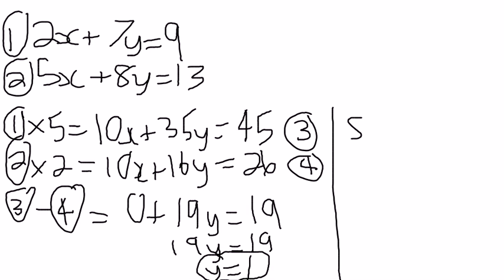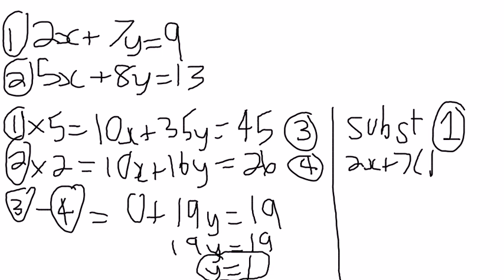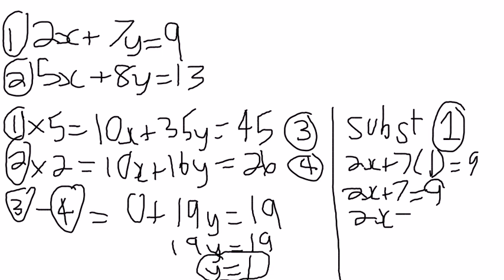Now you're going to want to substitute 1 again. You can really substitute into equation 1 or 2. I just do 1 because it's the first one. So 2x plus 7 in parentheses 1 equals 9. 2x plus 7 equals 9. 2x equals 9 minus 7. So 2x is going to equal 2. Now you divide both sides and get x equals 1.